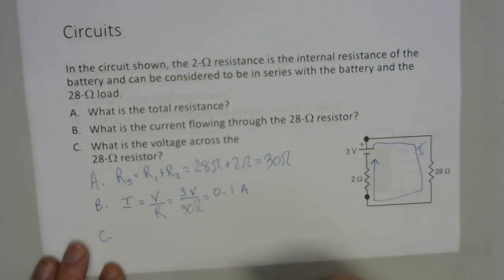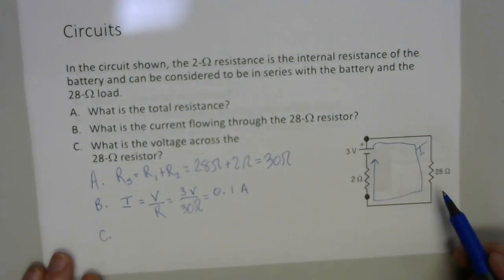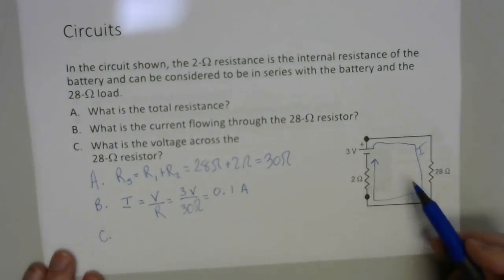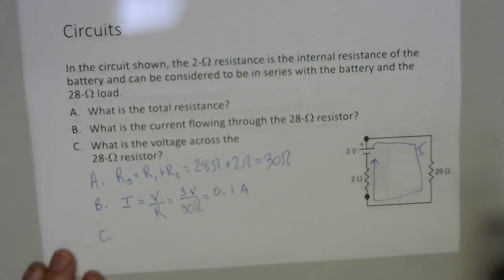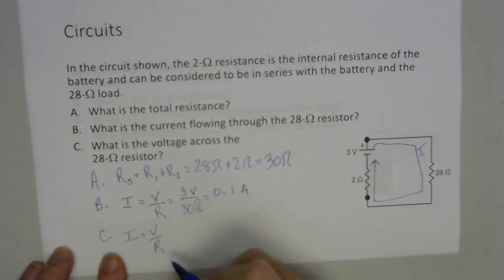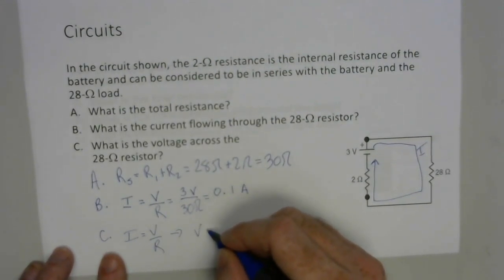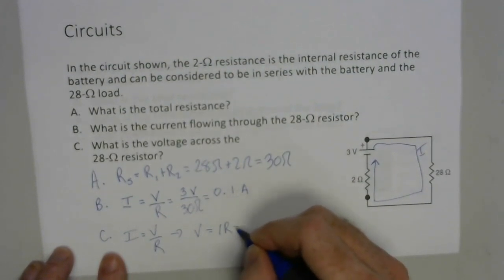Now, what's going to be a little different is the voltage going across the 28 ohm resistor, because it'll be different than this voltage. These two voltages should add up to be the 3 volts. But regardless, you're going to use Ohm's law again. But now I want the voltage, so voltage is equal to IR.